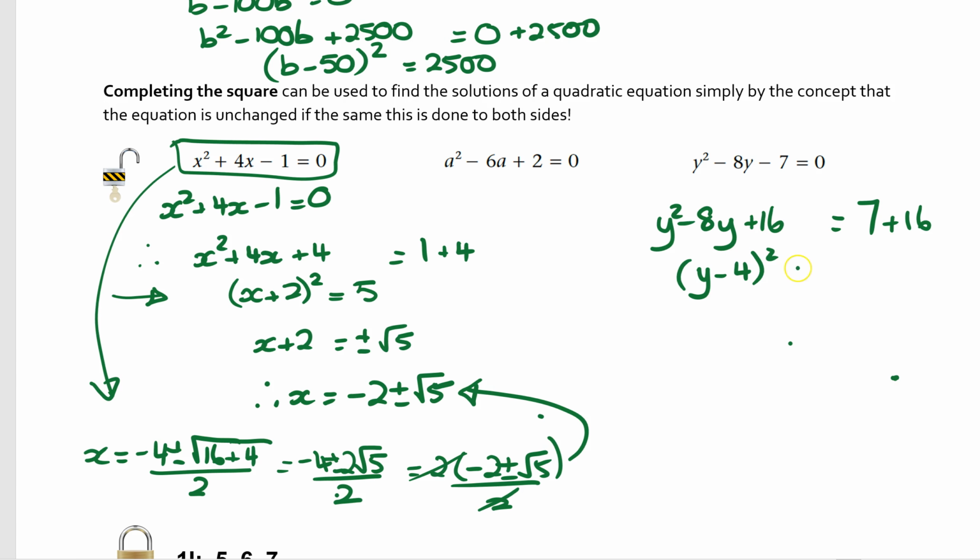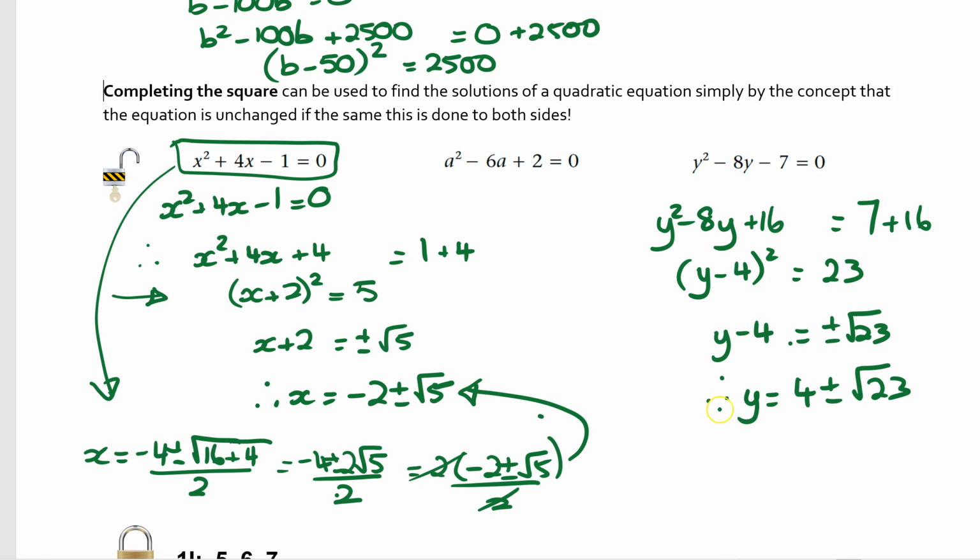It's that. So that equals 23. Now solve this equation. So the square root of both sides gives me this. There's nothing I can do to make the square root of 23 look nicer. And therefore y equals 4 plus or minus root 23. So that should be what my quadratic formula would have given me as the solutions for this quadratic equation.